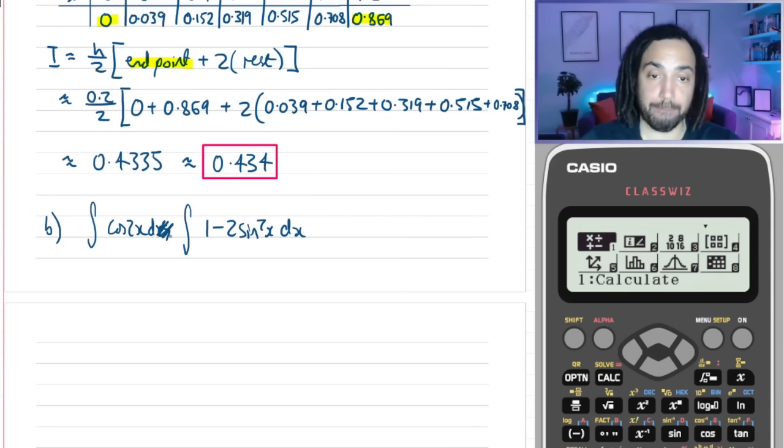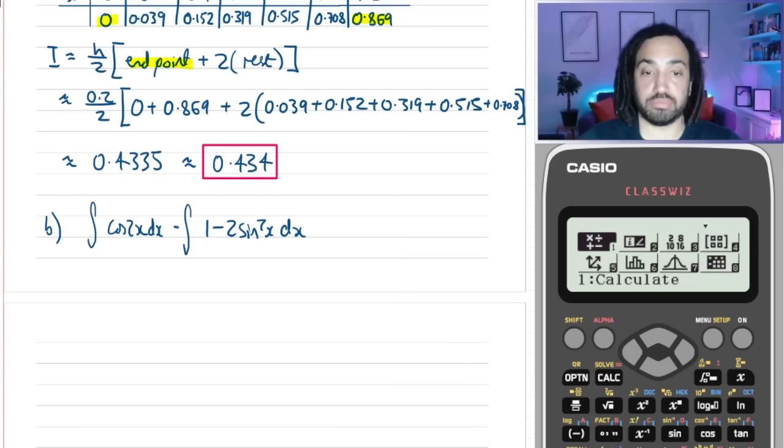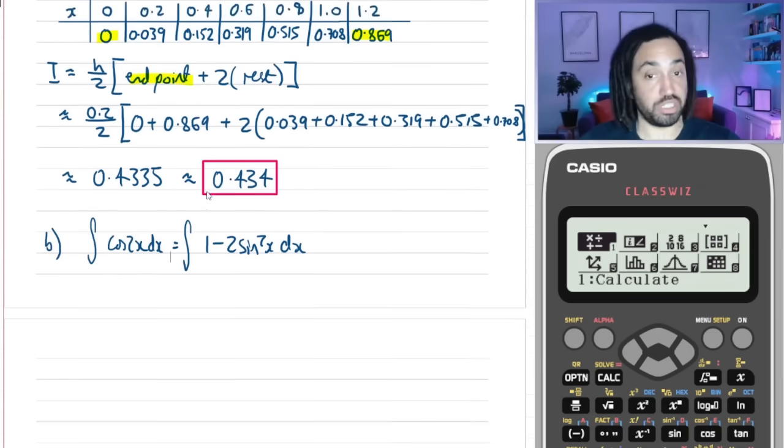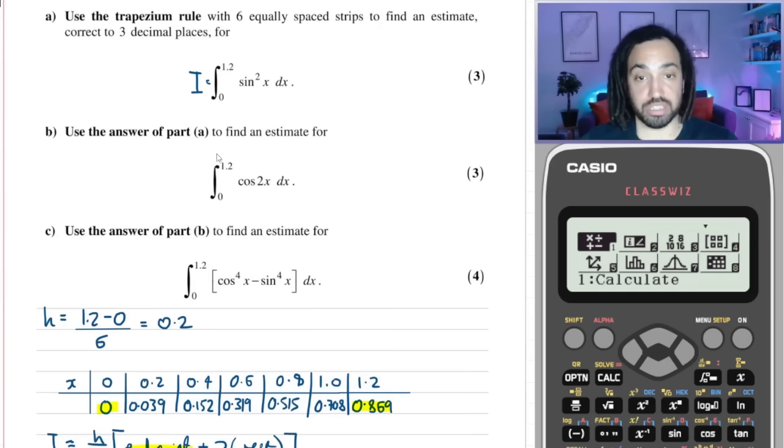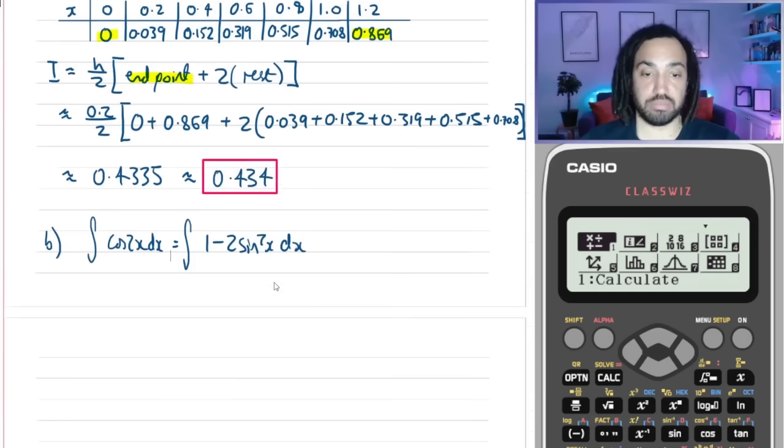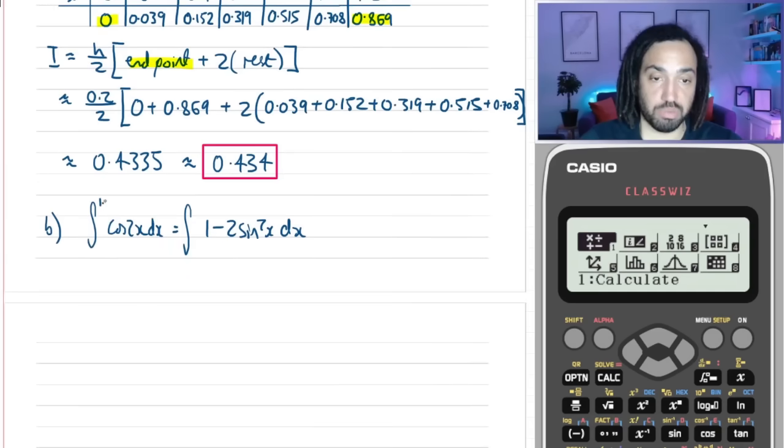Let's write that in there. Great. And the limits I don't think have changed. Always good to check though. No, the limits have stayed exactly the same. So this was 1.2 to 0 and this is still 1.2 to 0.